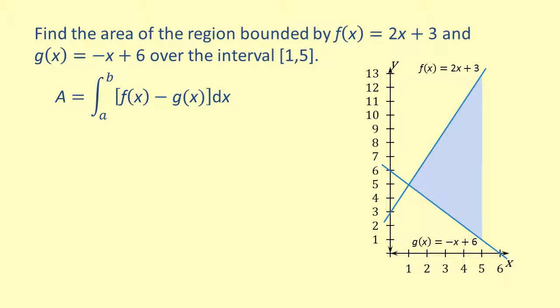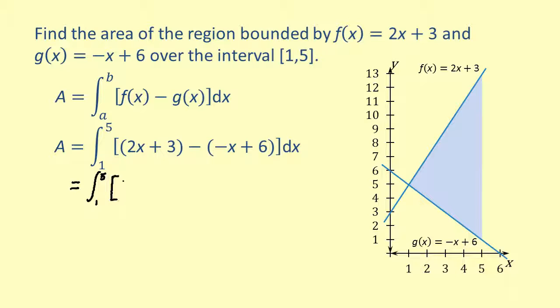So, substituting our functions into the formula, we get that the area is equal to the integral of the quantity 2x plus 3 minus the quantity negative x plus 6 dx from 1 to 5. Simplifying the integrand, we get the integral of 3x minus 3 dx from 1 to 5. Now, let's integrate. We get 3x squared over 2 minus 3x evaluated from 1 to 5.